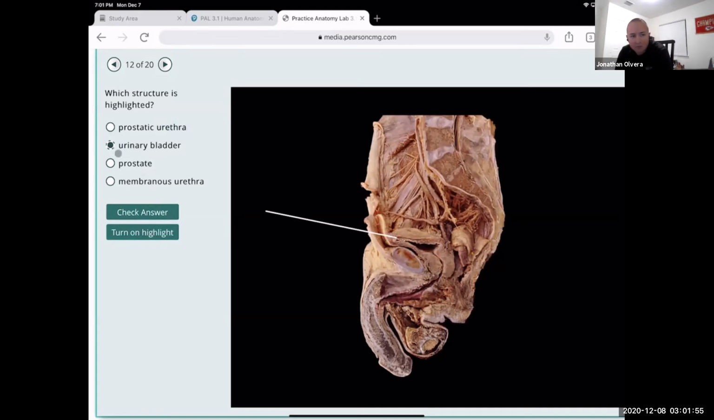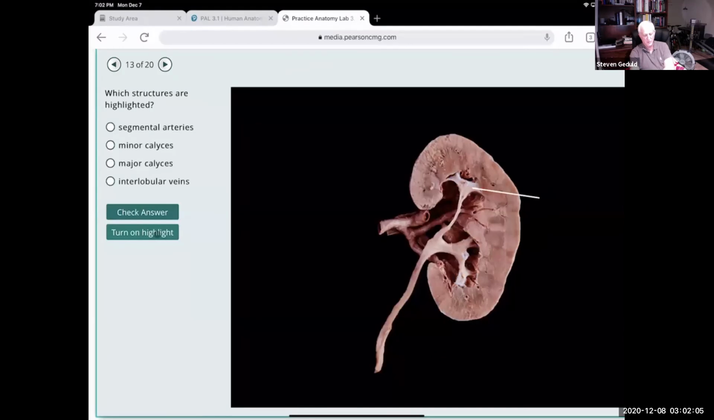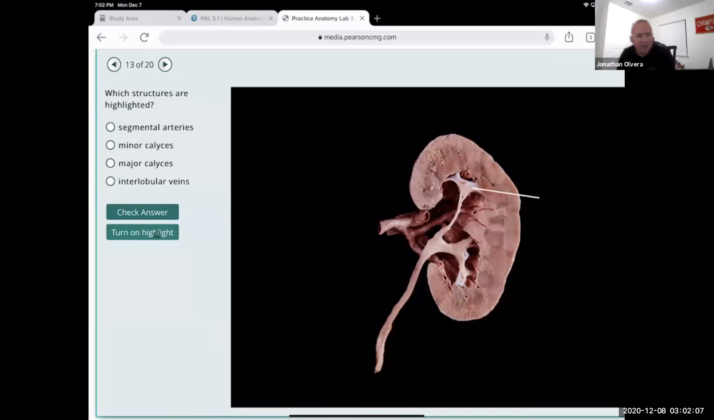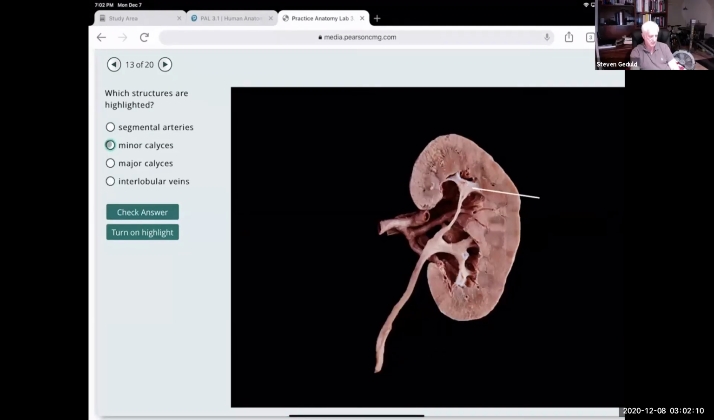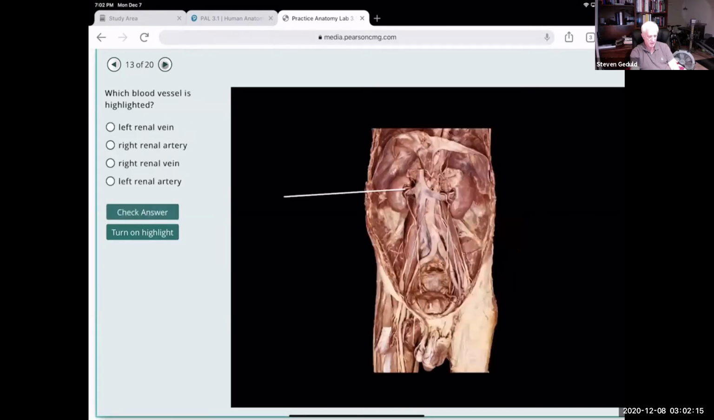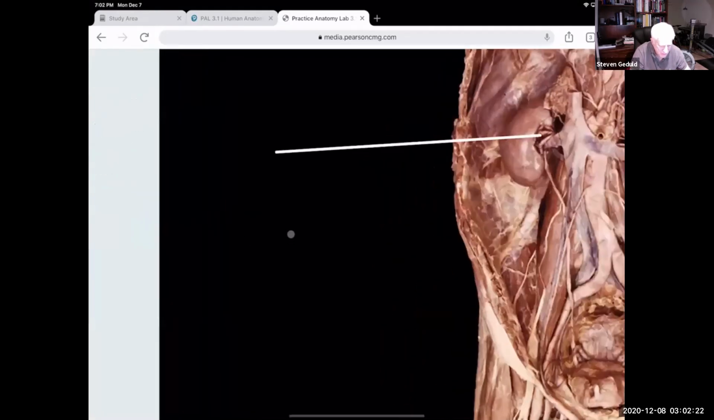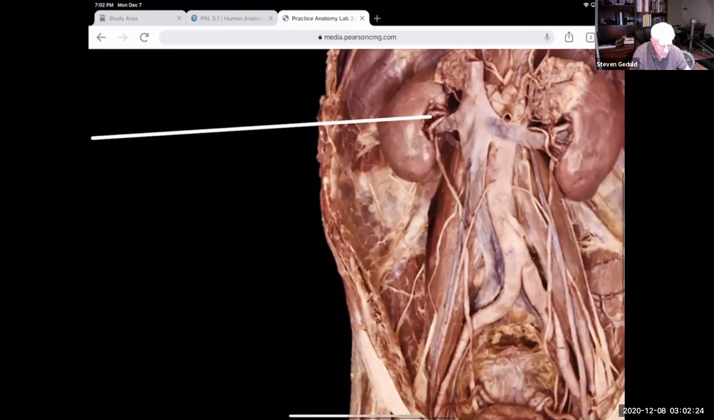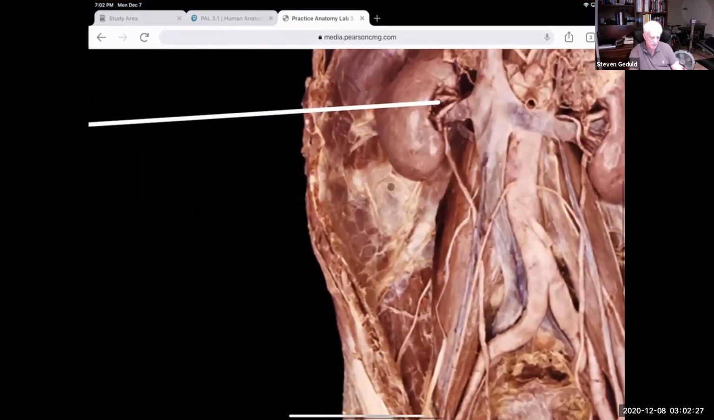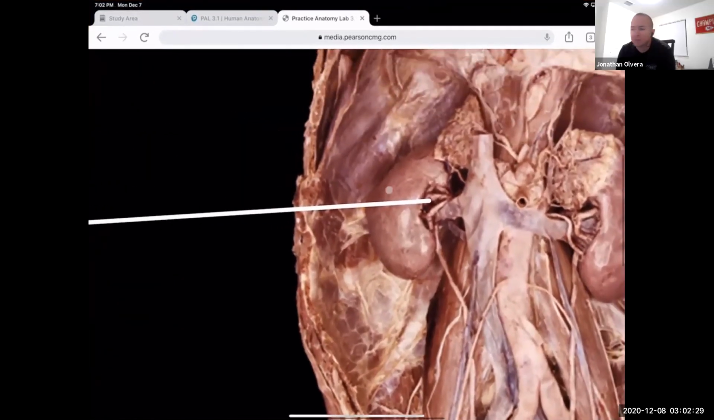Oops, I didn't mark. There you go. And what structure is there? Highlight. What are those little guys? Minor calyces. Okay. And let me turn the highlights on. Oh, I thought it was pointing to the kidney, but it's not. It's pointing to something else. What's that pointing to? Right renal artery.